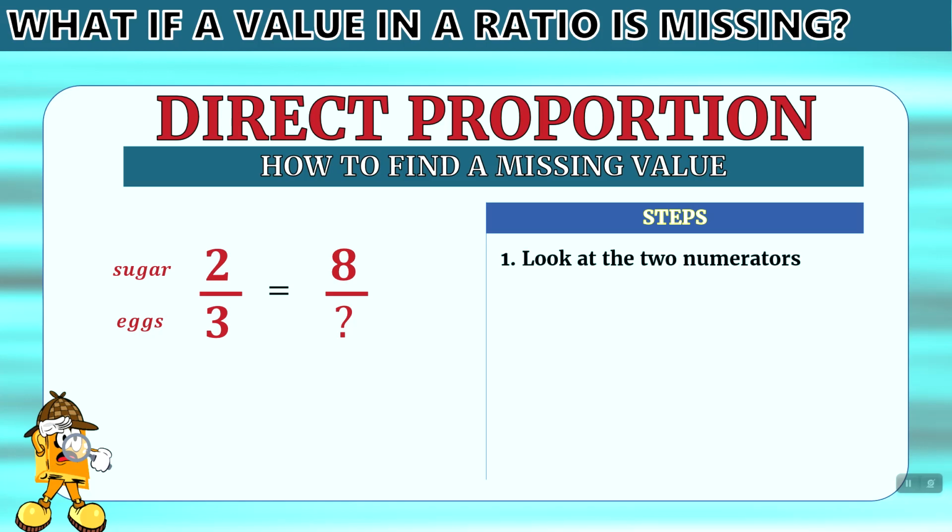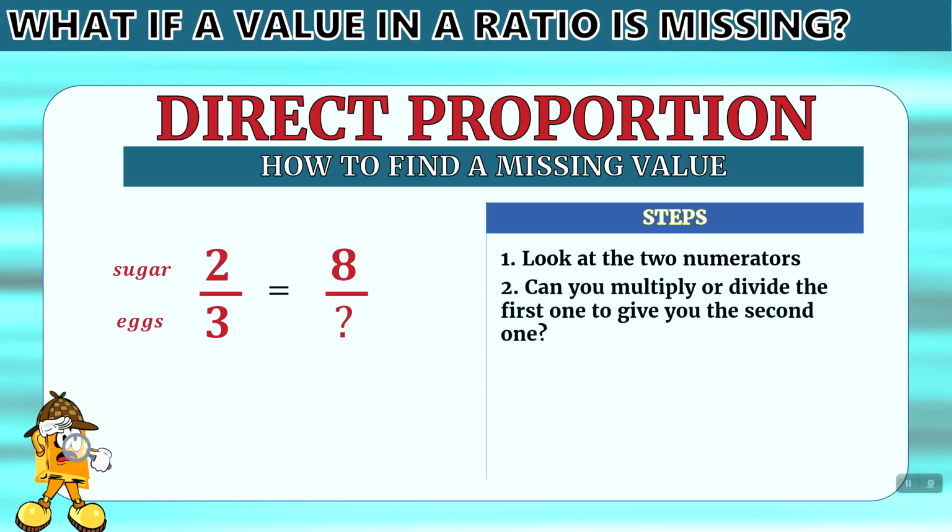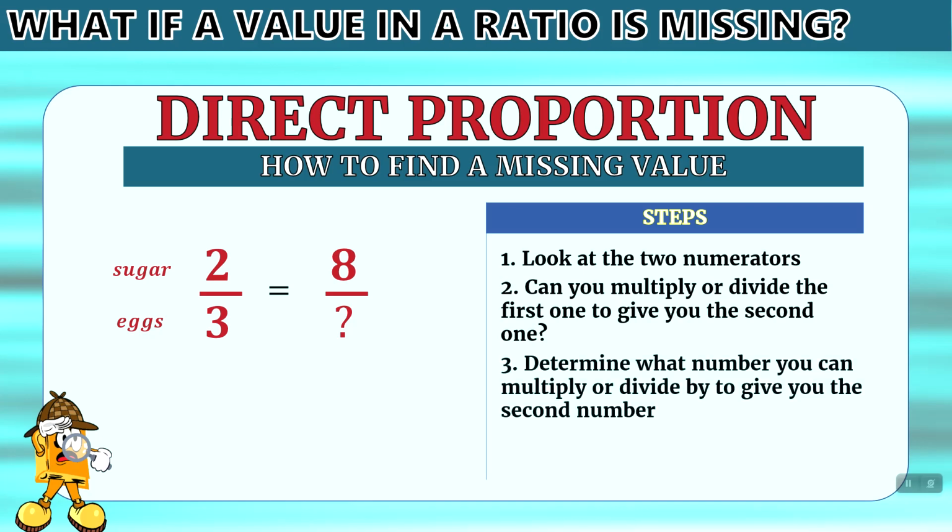You need to look at the two numerators, in this case first, the 2 and the 8, and ask yourself, can you multiply or divide the first number to give you the second number? And if you can, you need to determine what number that is to give you the second number. So we know in order to go from 2 to 8, we need to multiply by 4. 2 times 4 gives us 8.